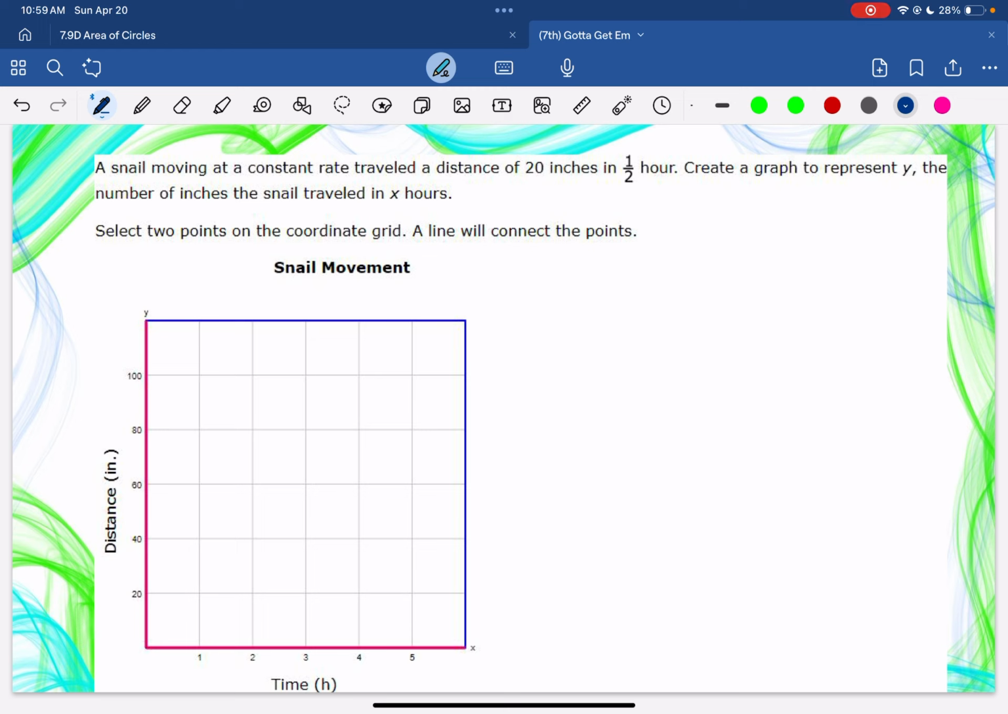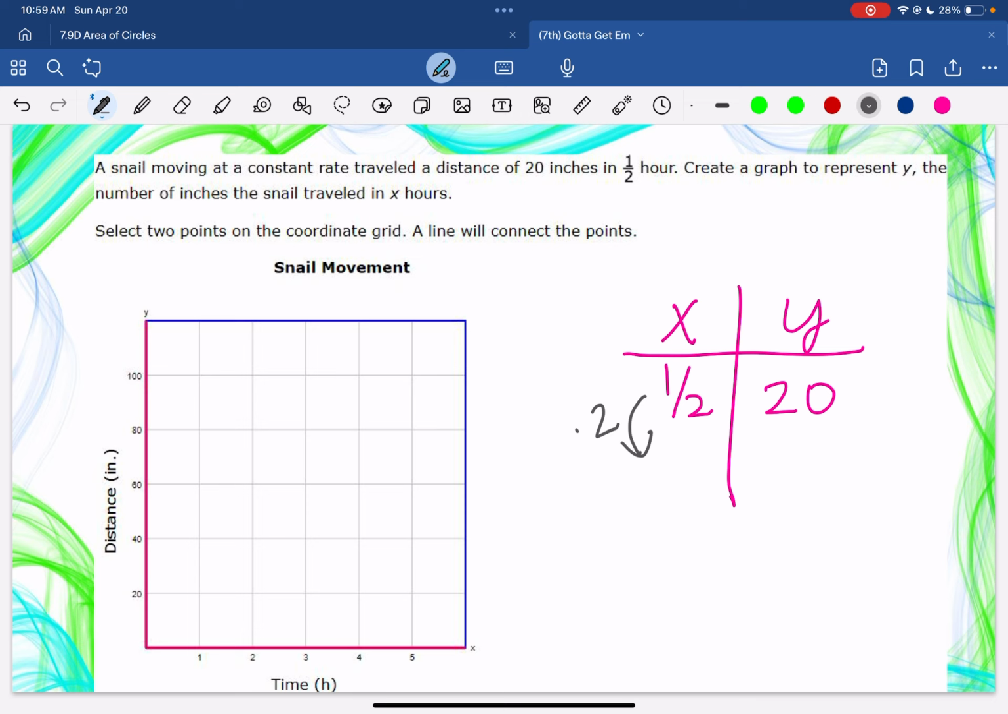Okay, so the first thing I want us to do is create a table of x and y values. So the first one is given to us, so x is half an hour. And when x is half an hour, or the time is half an hour, the y, or the distance, would be 20 inches. I don't know about you, but I don't recommend graphing in fractions. So what we're going to do is scale it by 2, both sides, to keep equivalent ratios, meaning I'm just doubling it or times it by 2.